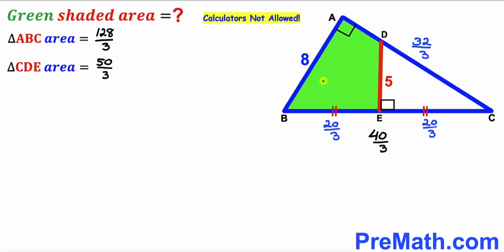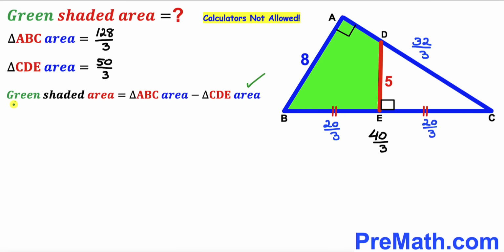And here's our final step. Now we can easily calculate the area of this green shaded region. And now let's recall this equation once again. The green shaded region area is equal to the triangle ABC area minus the area of the triangle CDE. And here we already figured out the value of these triangles' areas. Let's go ahead and fill in the blanks in this equation.